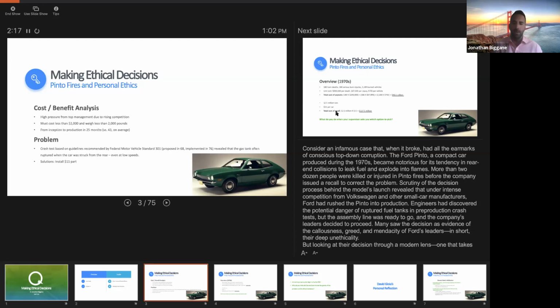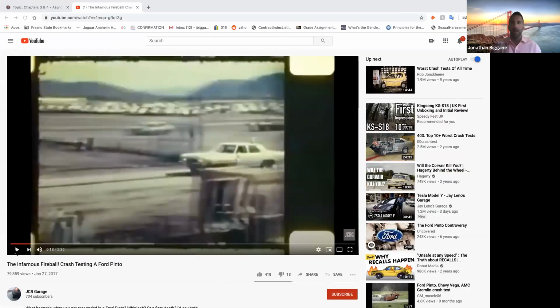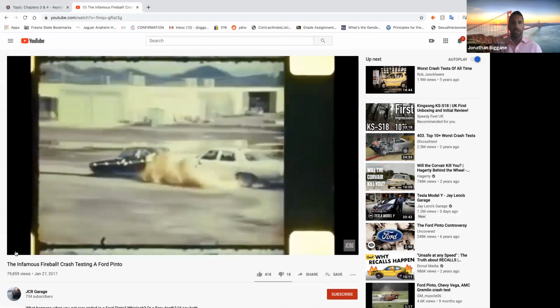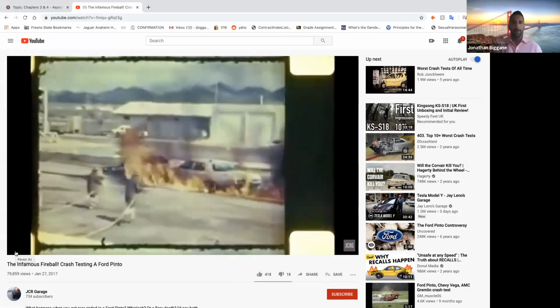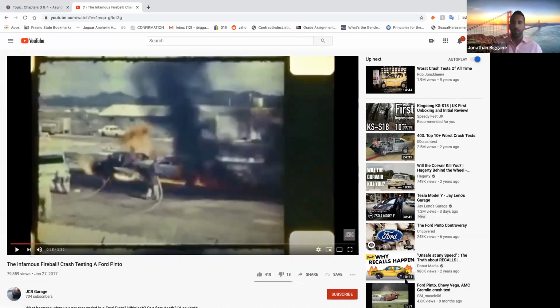So let's watch a quick video of what this fire looks like, so you can get an idea of how severe this really was. Okay, I'm going to share with you my screen here, and this is a Chevy Impala crashing into a Ford Pinto. So you see it hits, it starts on fire, and that fire would consume the Pinto. Okay, so obviously pretty bad situation.